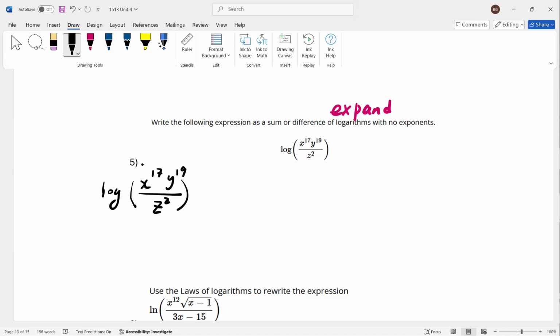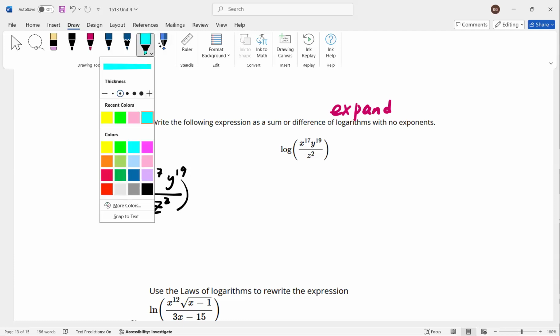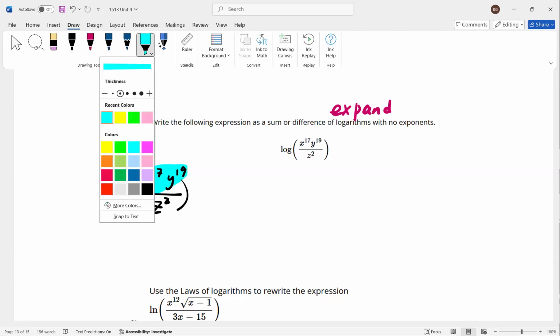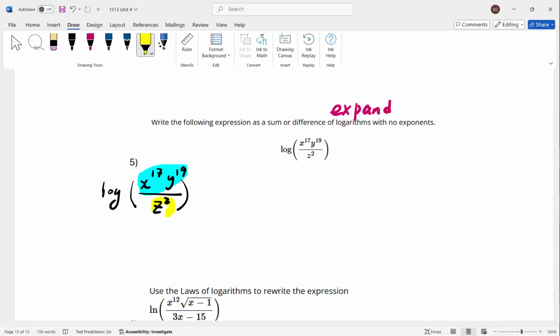Z squared is a quotient. Numerator is blue. Denominator, yellow. So the bigger structure of the argument is a quotient, blue over yellow. Because the structure of the argument is a quotient, we are going to apply the quotient rule.